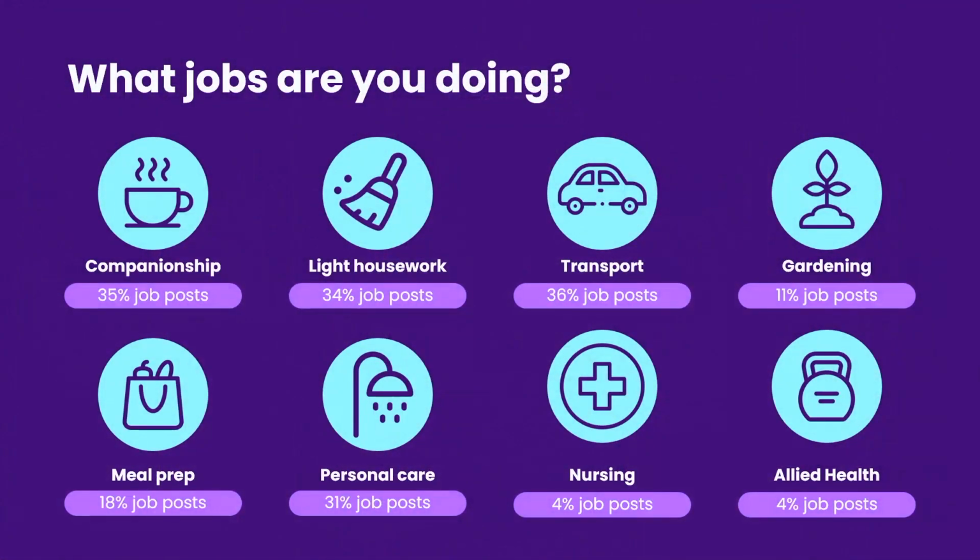So one of the common questions that we get from support workers and from our community overall is, how can I get more work on Mable? And so what we want to try and show here is what are the most common job posts that our clients are posting to give you guys some insight into how you can potentially grow your business and get more work on Mable. So you can see there that our top three job types or job posts are companionship, transport, and light housework. So they're the top three. They're the most popular job posts that our clients have on the platform.